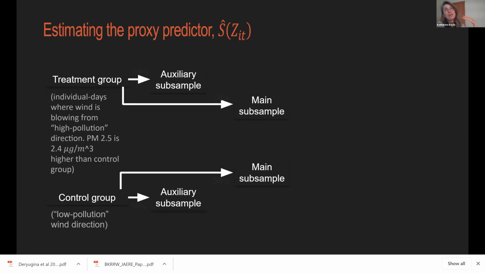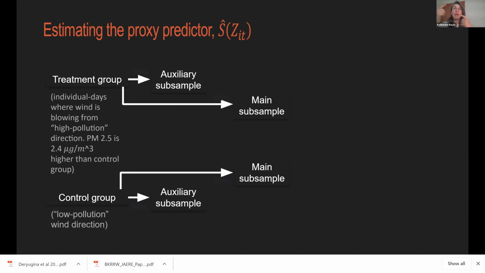And one of the things they do here is use their instruments to predict treatment. Given the wind speed and wind direction, et cetera, these would be the areas that we expect to be highly treated versus other areas, and the people living in those highly treated areas versus other areas. So they do that. Then they split those two treated versus control samples.